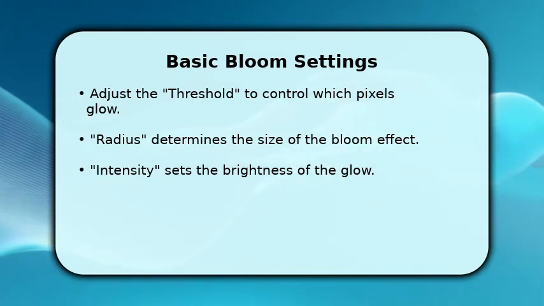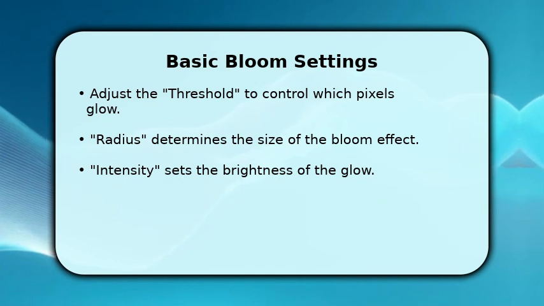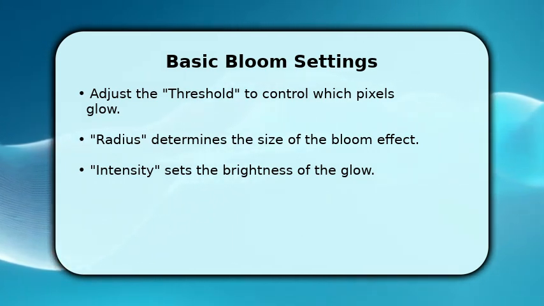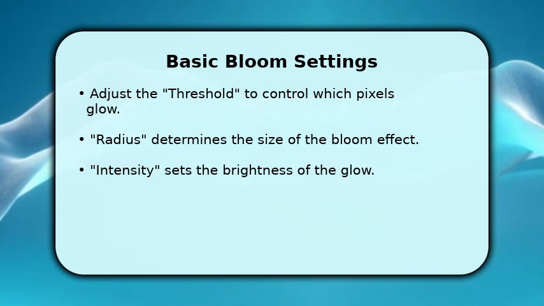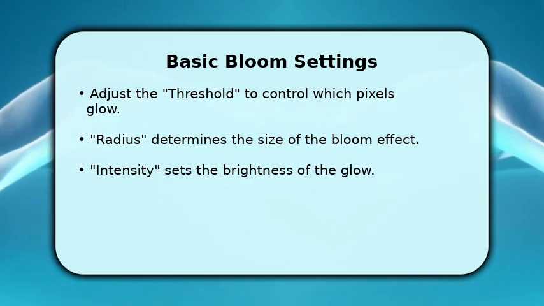The threshold value dictates how bright a pixel needs to be before it starts blooming. A lower value means more areas will glow. Radius controls the spread of the glow, making it larger or smaller. Intensity adjusts the overall brightness of the bloom. Experiment with these three core settings to achieve your desired visual impact.